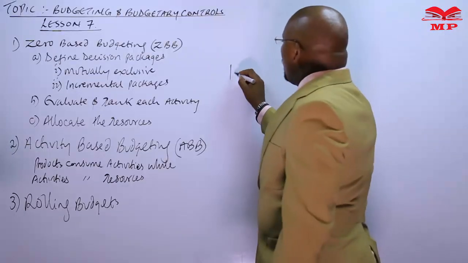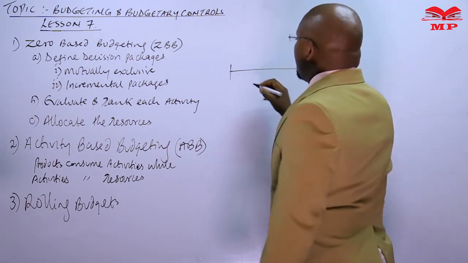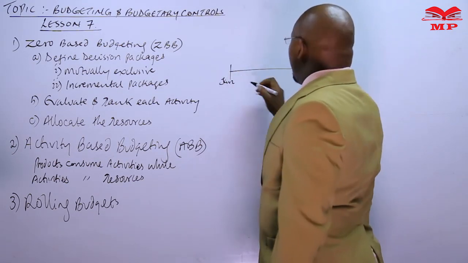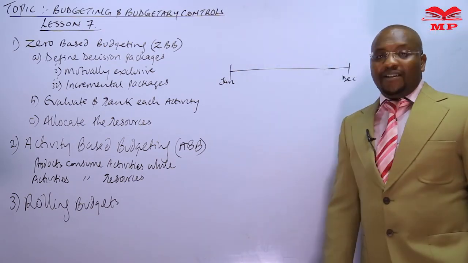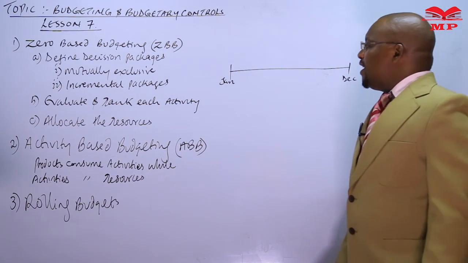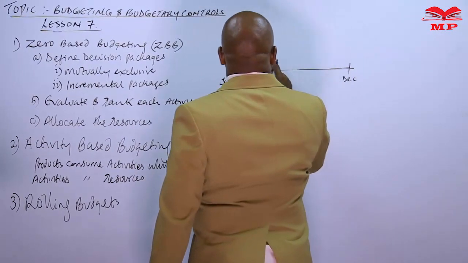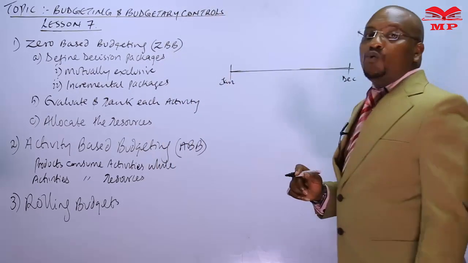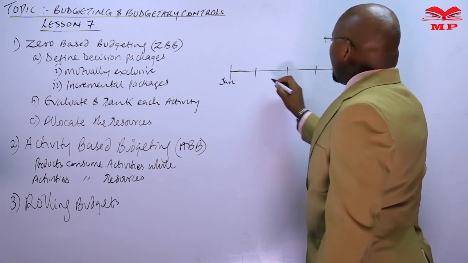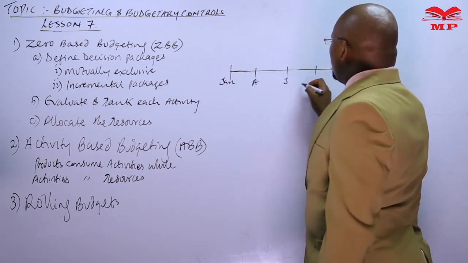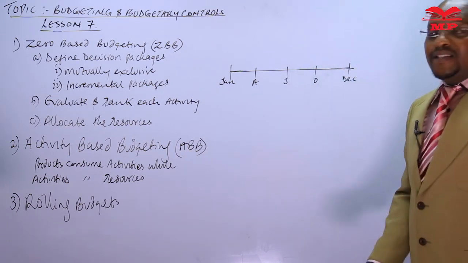Now, we have a normal budget, which is, let's say this is January and this is December of a particular year. So we have a normal budget for a whole year. But we actually divide this budget into controllable periods. Let's say in quarters, we can have this one is April, this is June or July, and this is October. Now these are quarters. These are 3 months.